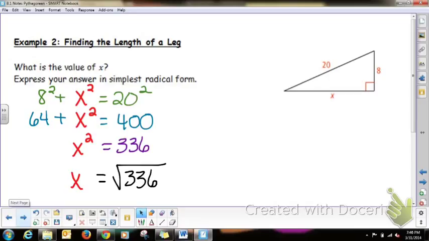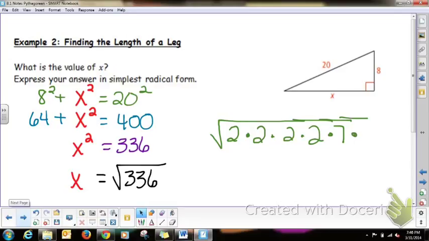Inside of 336, I know 336 is divisible by 2. And again by 2. And again by 2. And again by 2. This is going to give me 21, which is 7 and 3. In order to break these down into prime factors, I just kept dividing. I knew 336 ended in a 6, so I knew I could divide it by 2. And then I divided by 2 again, and again, and again, till I finally got 21, which is no longer divisible by 2. And the factors of 21 are 7 and 3.